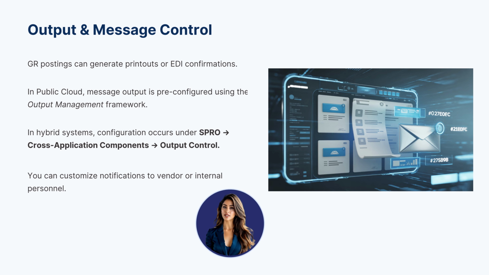Output and message control. Goods receipt can trigger output messages such as printouts or confirmations. In public cloud, these are managed through the Output Management Framework. Hybrid systems can use the classic configuration path under Cross-Application Components, Output Control. You can configure notifications to stores personnel or suppliers for process transparency.